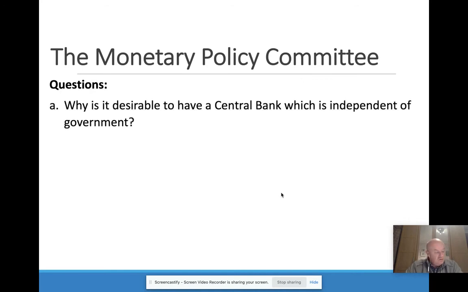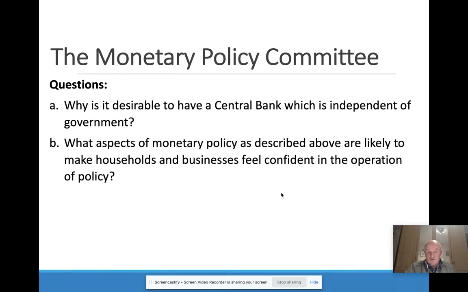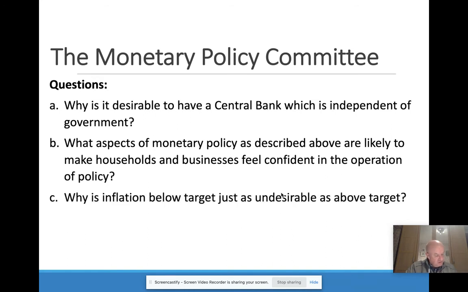The first question, which is on page 27 in your booklet, talks a little bit about the bank's remit and the inflation target just above those questions, but then asks a few questions. First, why is it desirable to have a central bank which is independent of government? Second, what aspects of monetary policy as described above are likely to make households and businesses feel confident in the operation of policy? And finally, why is inflation below target just as undesirable as above target?